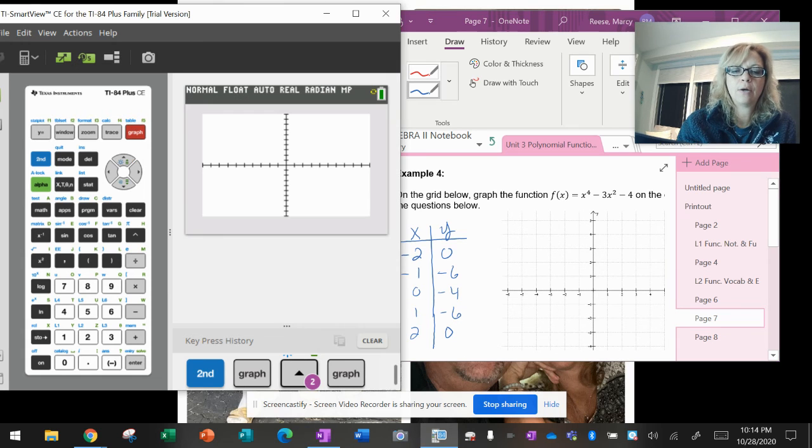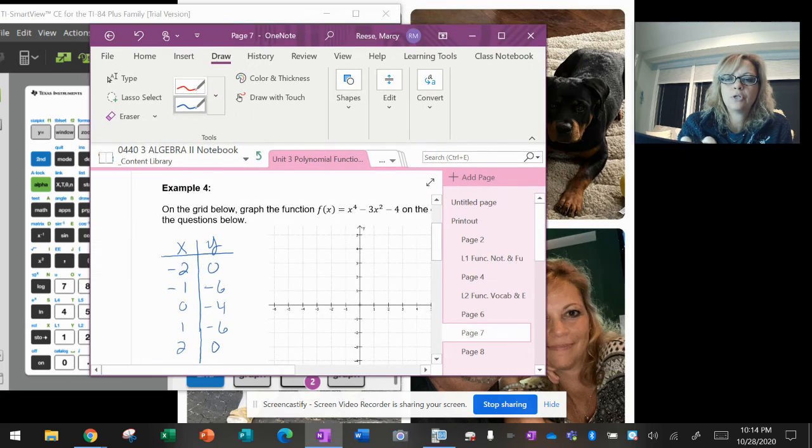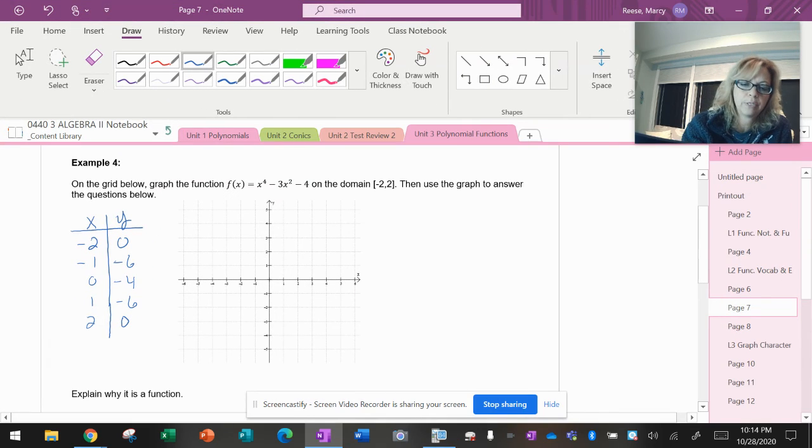I will tell you right now it's going to look like that, and I want points that are precise, please. Make sure you're plotting those points precisely. So -2, 0; -1, -6; 1, 2, 3, 4, 5, 6, all the way down here. 0, -4; 1, -6; 2, 0.